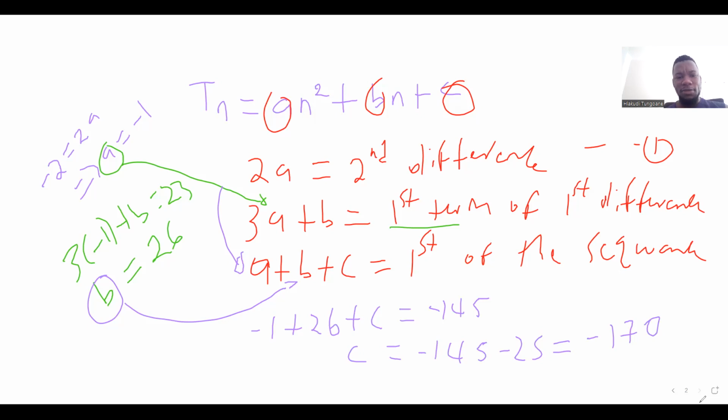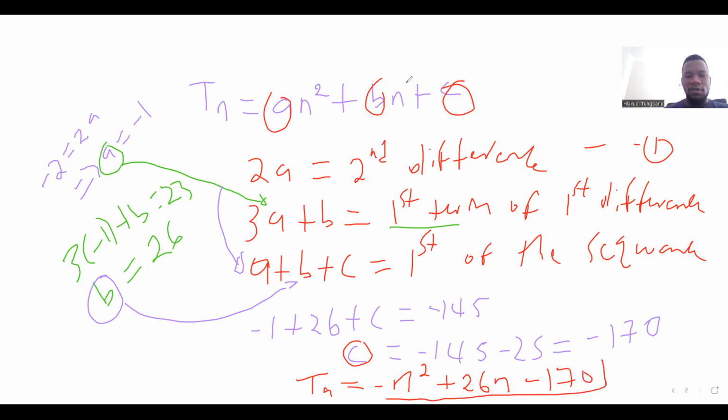Okay, so then that means our Tn formula, since we have c as well. So we have c, then Tn formula is going to be, what's a? -1 n squared. What's b? Plus 26, so that's 26n. And then what's c? -170. So that's the final Tn formula that we're going to get.